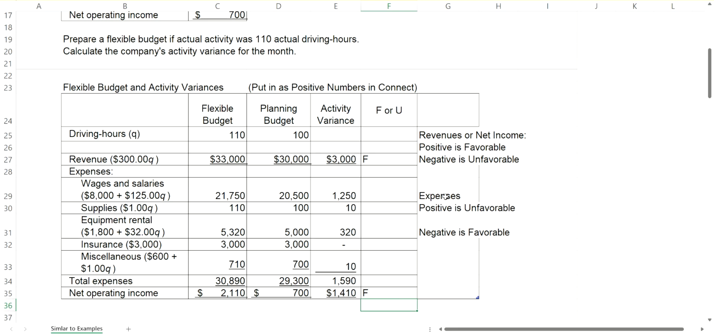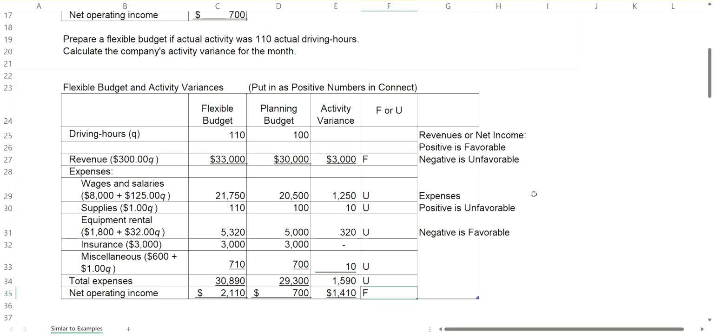Now, expenses are the opposite. A positive is actually unfavorable because that means you spent more than you budgeted. A negative is actually favorable. Think of that as saving money. So all of our expenses here, except the one that is nothing, are positive. So these would all be unfavorable, including our total expenses.